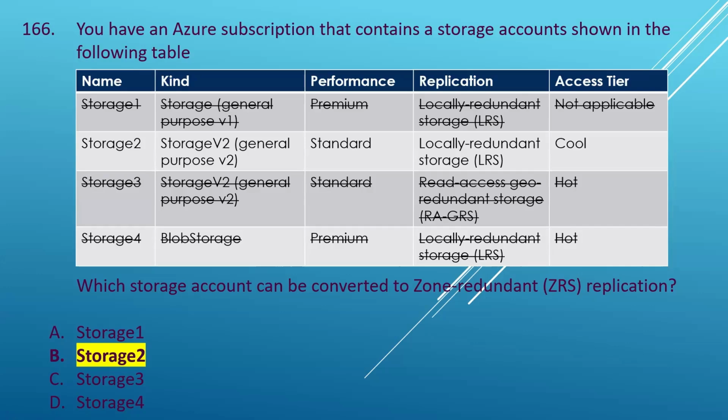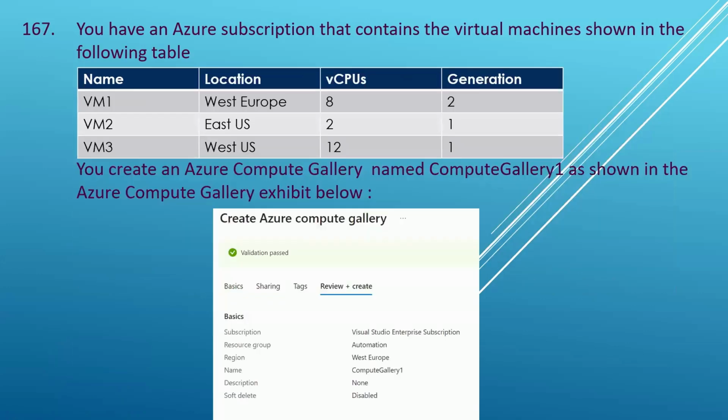Let's look at question number 167. You have an Azure subscription that contains the virtual machines shown in the following table. You have 3 virtual machines named VM1, VM2, VM3, which are located in West Europe, East US, West US. VM1 has 8 virtual CPUs, VM2 has 2 virtual CPUs, VM3 has 12 virtual CPUs. And the generation of VM1 is generation 2, and VM2 and VM3 are first generation VMs.